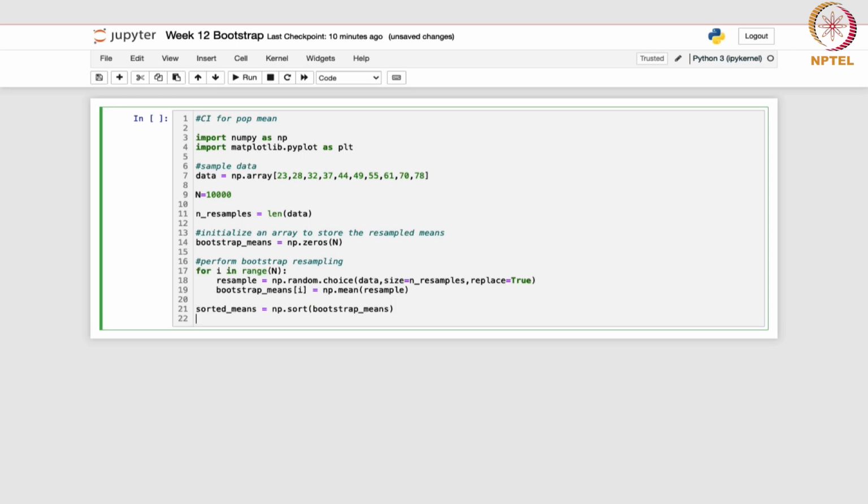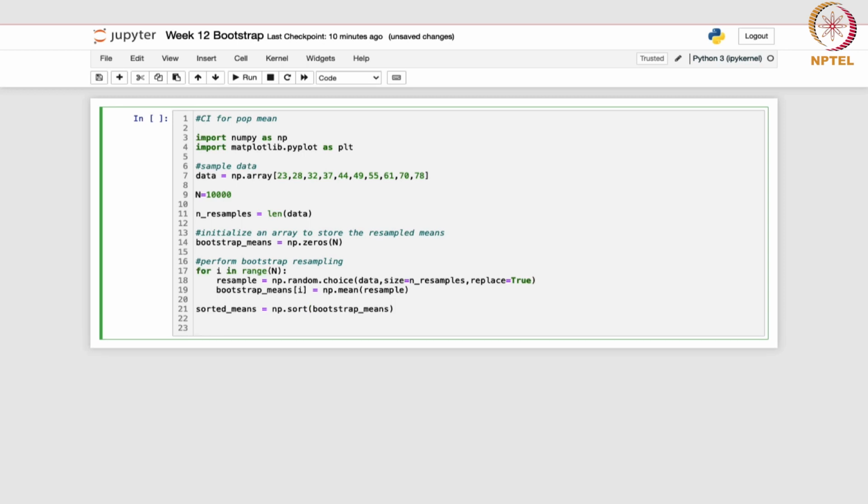How you calculate the confidence interval is, suppose you want to find the 95% confidence interval, so we need the lower and the upper bound. The lower bound would be the sorted_means that you have defined above, and here we will take the integer value of 0.025 times n.